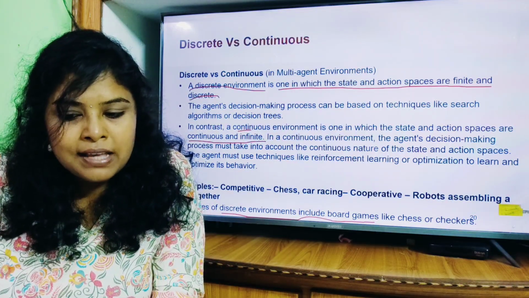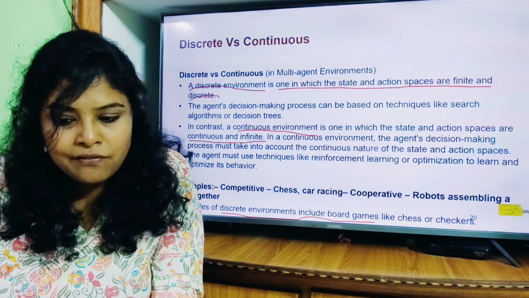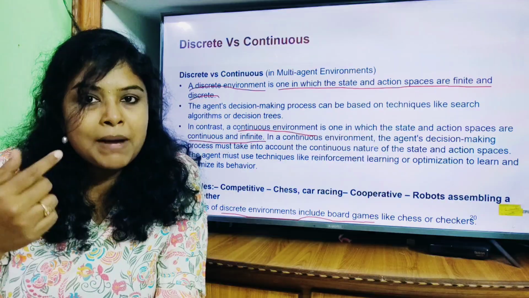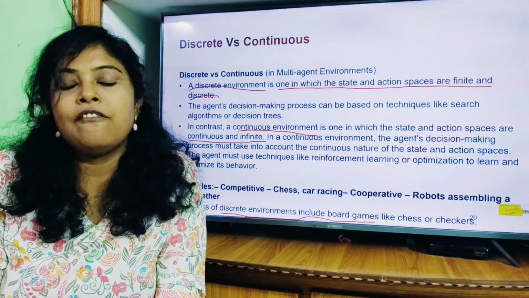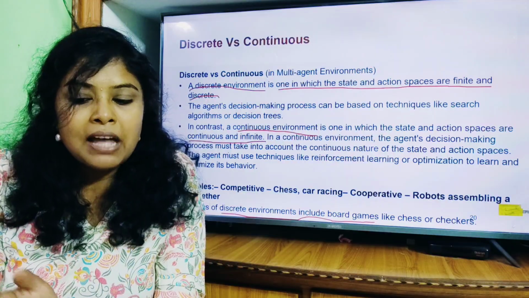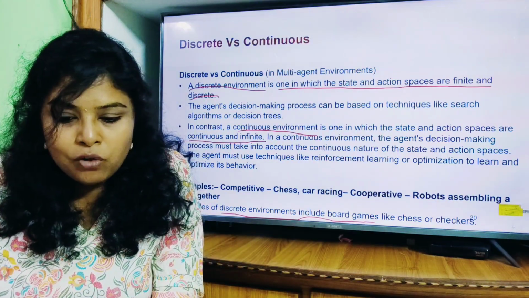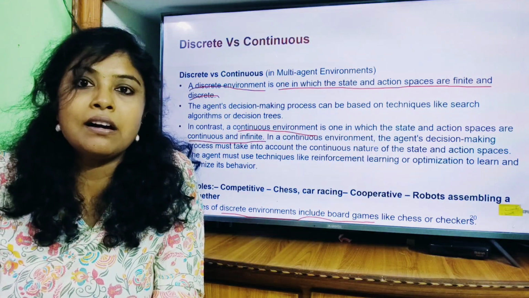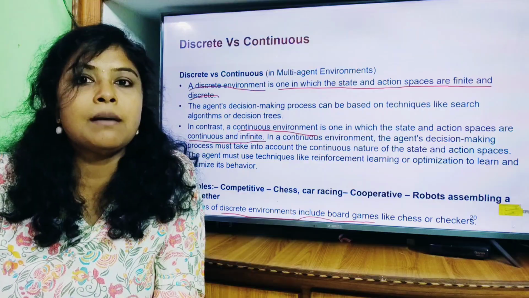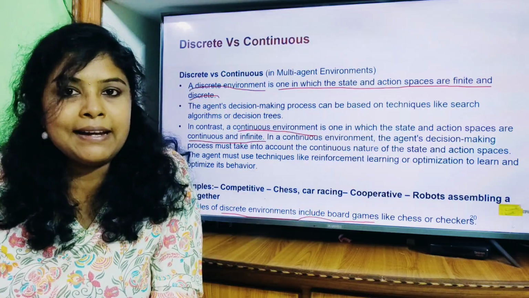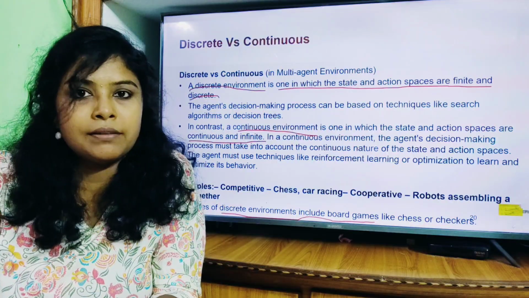Whereas in a continuous environment, the state and action spaces are continuous and infinite. So the agent must be making decisions continuously with the changing environment. That kind of agent will learn from reinforcement learning. That is, it will learn from feedback and reward method. We will be discussing reward and punishment later. So the agent will learn from reward or punishment method.